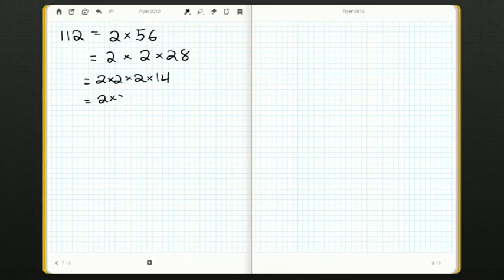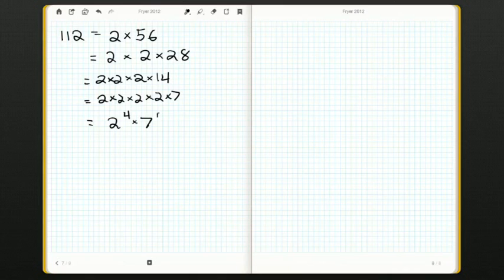And 14, we can really quickly get its prime factorization. 2 times 7. 7's a prime, so we stop our process. But we want to collect these guys up together, so 2 to the 4. We have 4 2's times 7. And we could write 7 to the 1 if we wanted to.